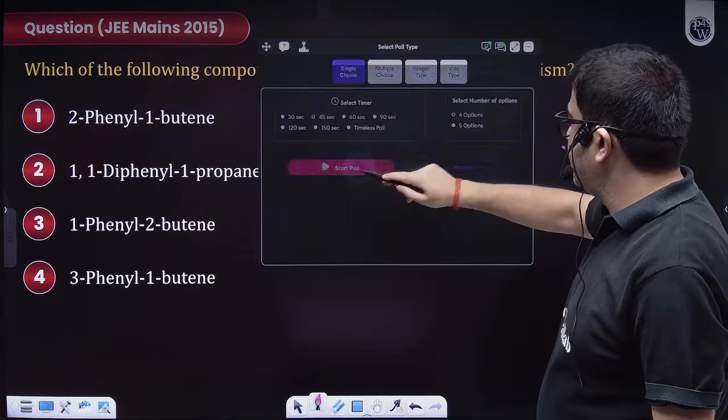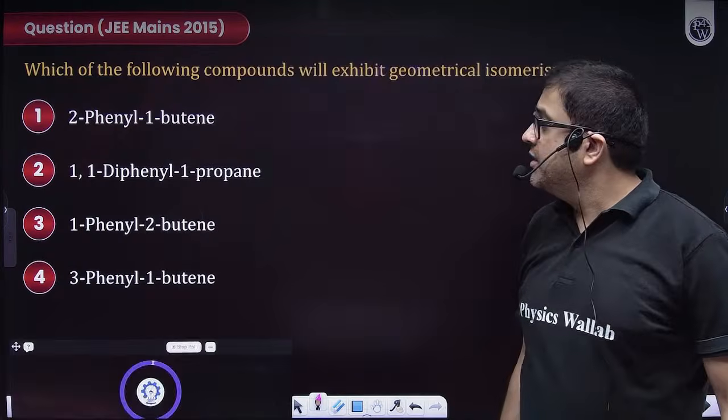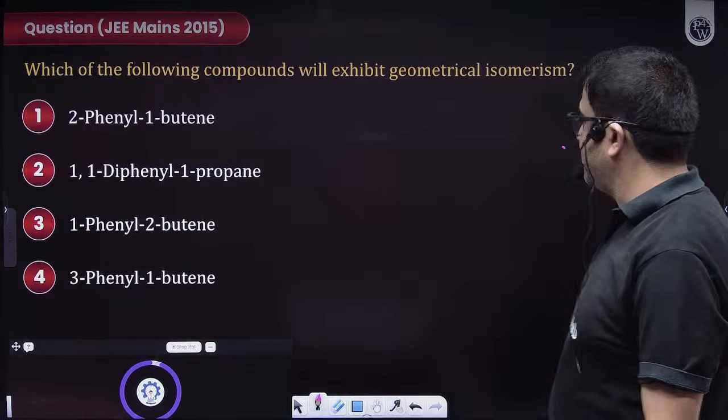Giving 45 seconds because single correct. Quick. So which of the following compounds will exhibit geometrical isomerism?